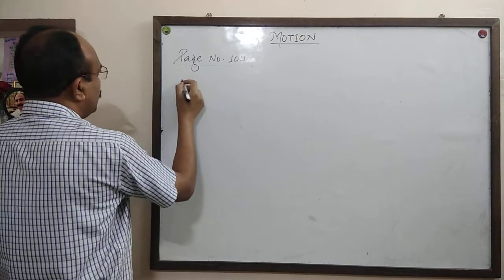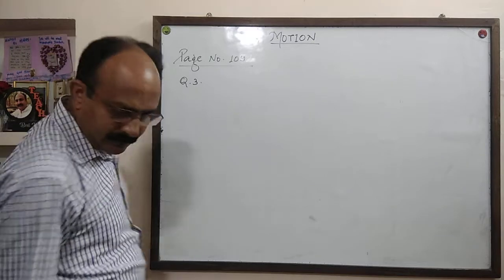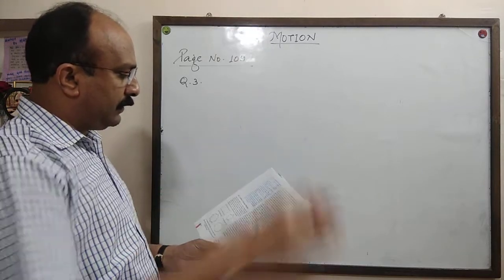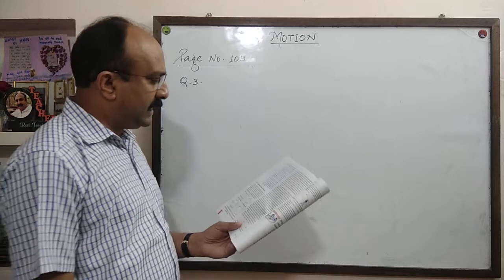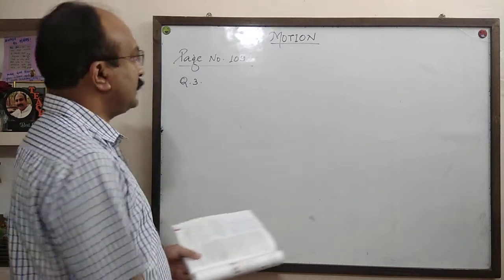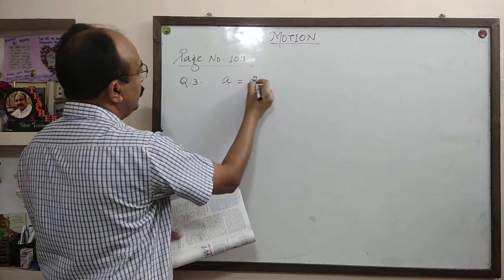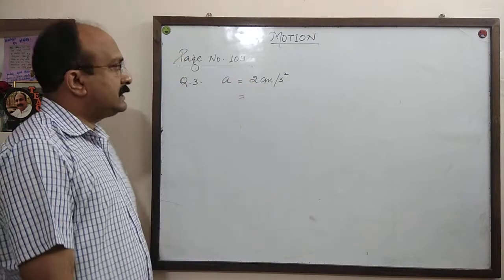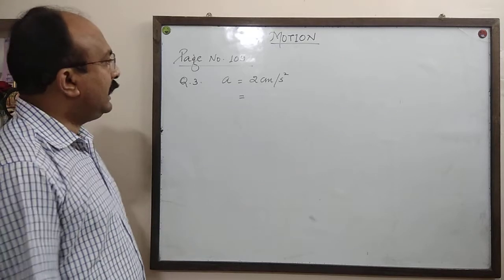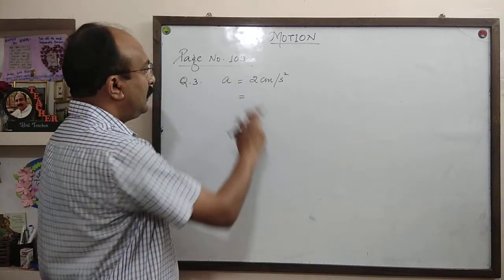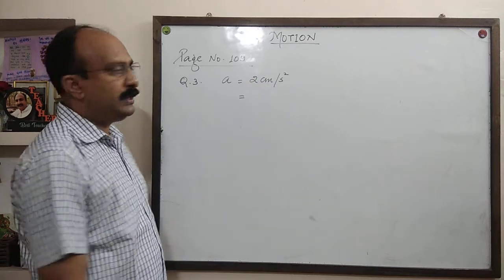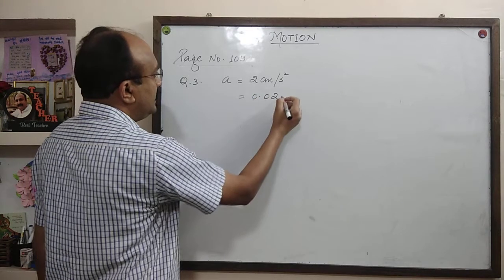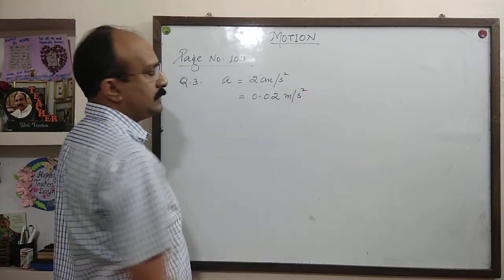Question number 3 is a trolley while going down an inclined plane has an acceleration of 2 centimeter per second square. Acceleration is given as 2 centimeter per second square. We know that this is also wrong. Centimeter per second square is not SI unit. SI unit is meter per second square. So how can you convert centimeter into meter? 2 centimeter is equal to 0.02 meter. So it is 0.02 meter per second square.